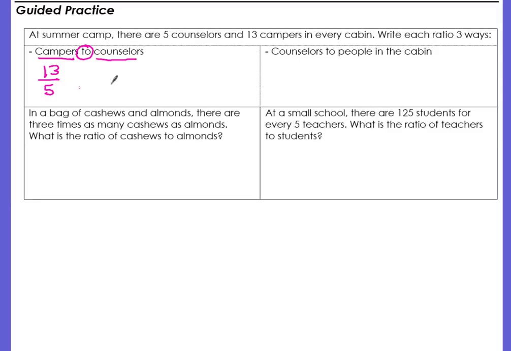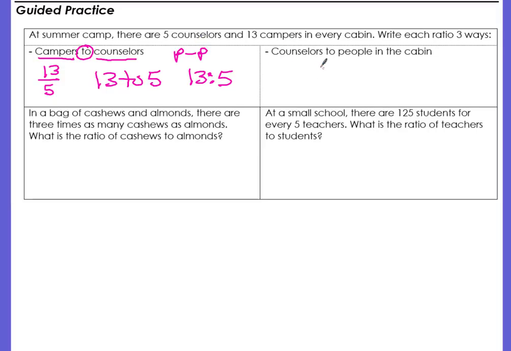So this is one method. The other way is to write it using the word to, so 13 to 5, and then with the colon. And this ratio, I wrote it in fraction form first because I wanted to see if it needed to be simplified or not. So, campers to counselors: this is a part-to-part relationship. We're just comparing the parts of the people that are in the cabin.